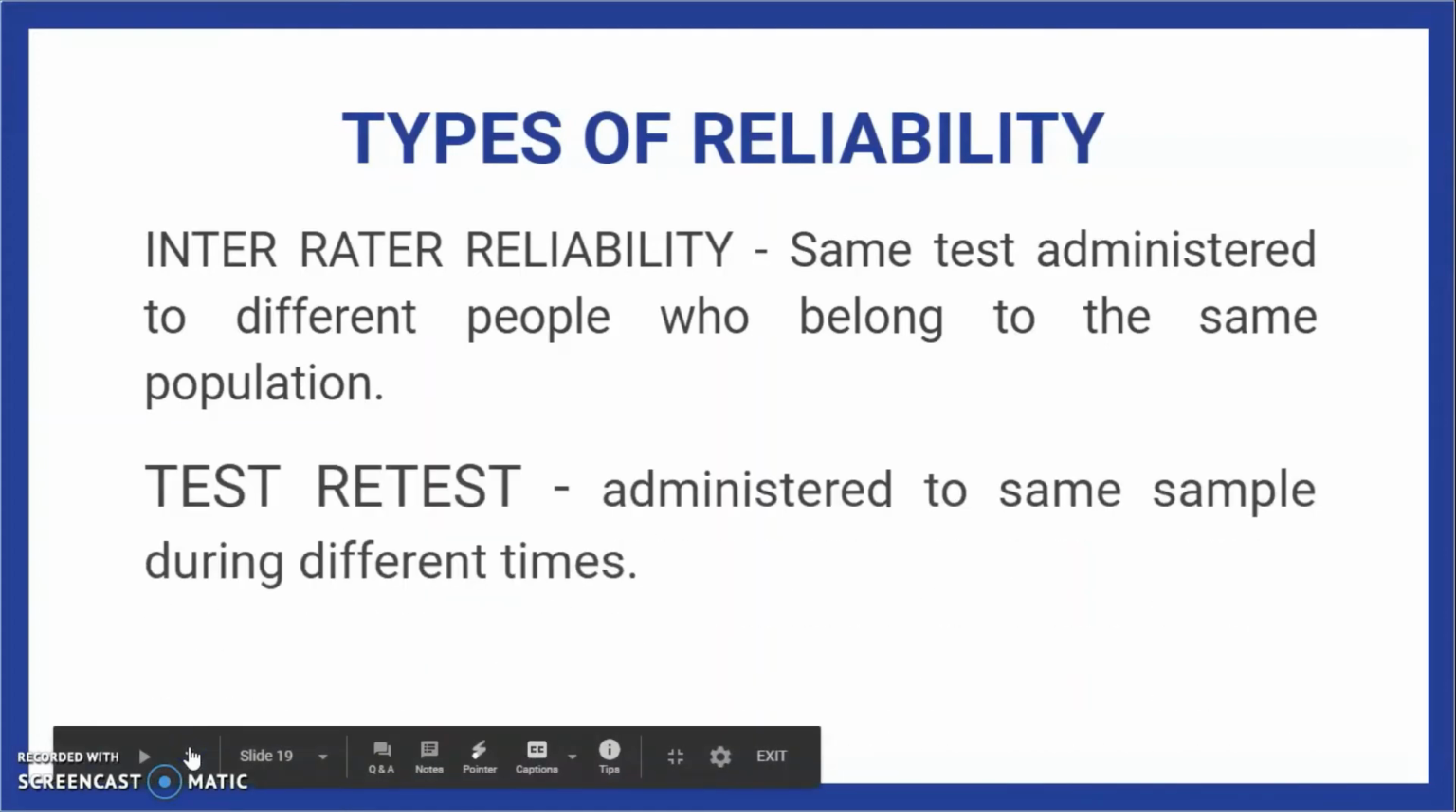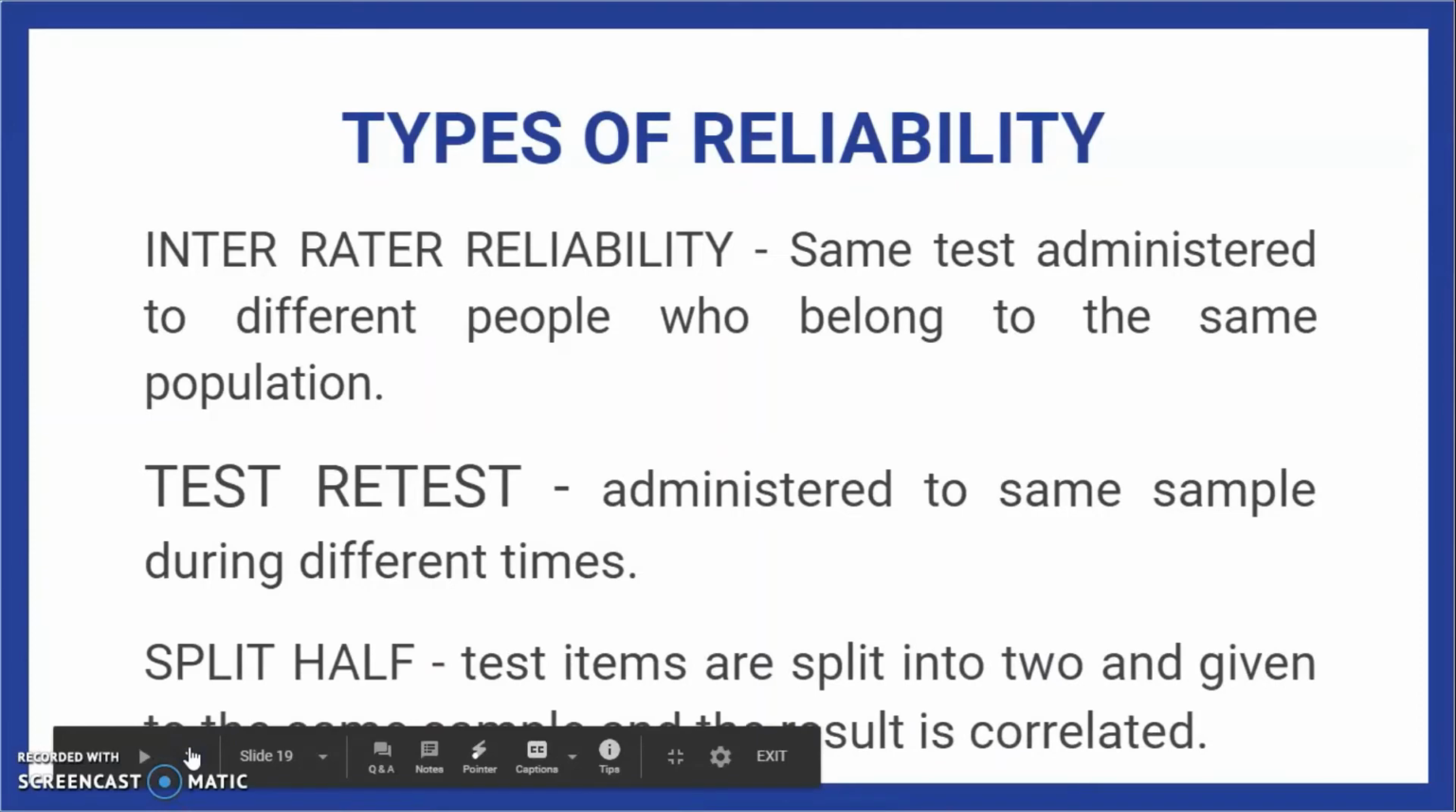Then another one is the test-retest. In test-retest, the test is administered to the same sample at different times. In the previous one, we were administering the test to different groups of people who belong to the same population. But in test-retest, we are administering the same test to the same sample at different times. We may administer this more than one time to the same sample. That we call the test-retest reliability. And the next one is the split half method.